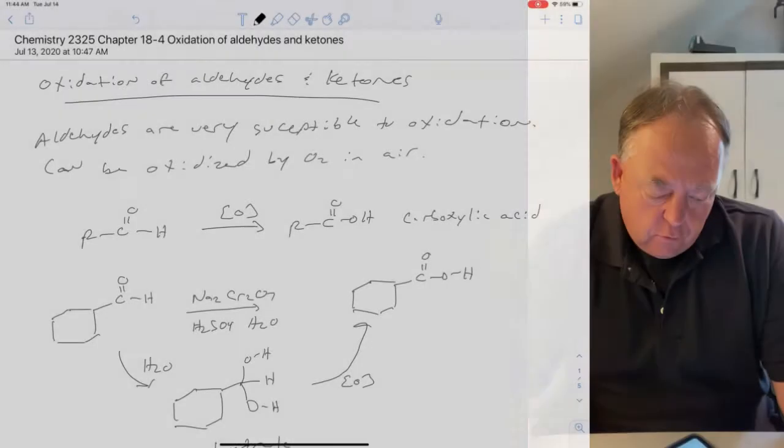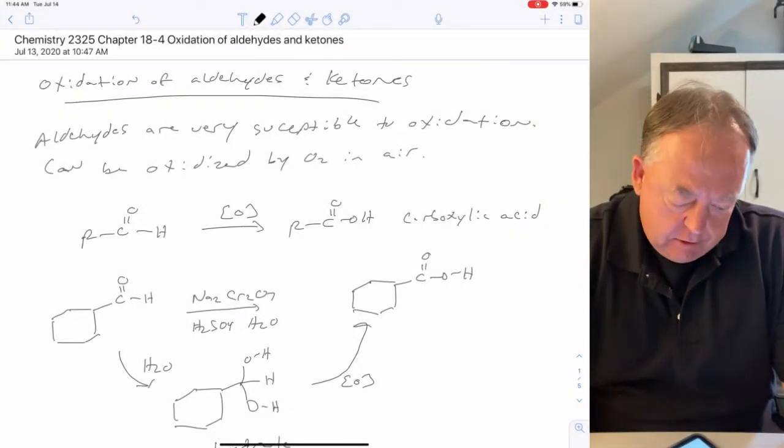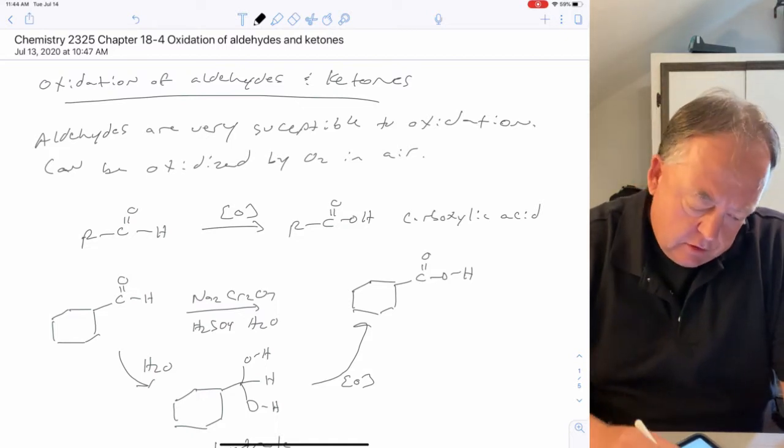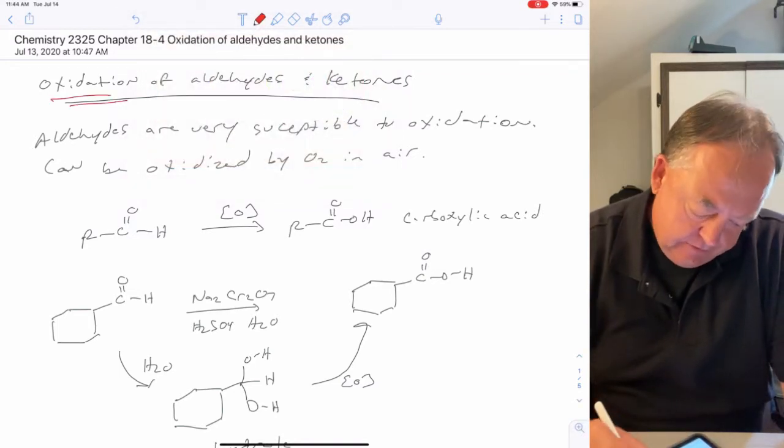So this will be the fourth lecture out of chapter 18, so this will be the last lecture in chapter 18. So we'll just look at a few more reactions of aldehydes and ketones. In this lecture we'll just look at how aldehydes and ketones oxidize.